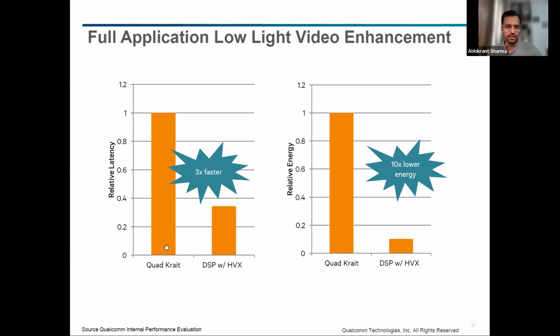And when we run it on the CPU, if this is the time taken by the CPU, the time taken on the DSP is one third of what it is on the CPU. And when we try to calculate the power consumed, it is like 10 times lower when we measure it against the CPU.